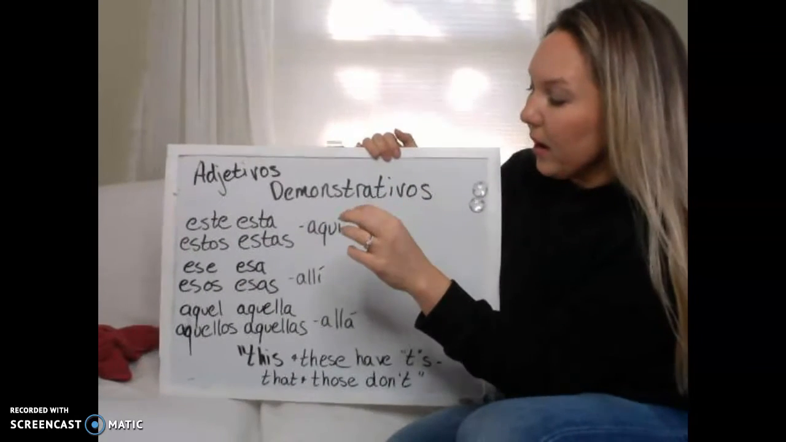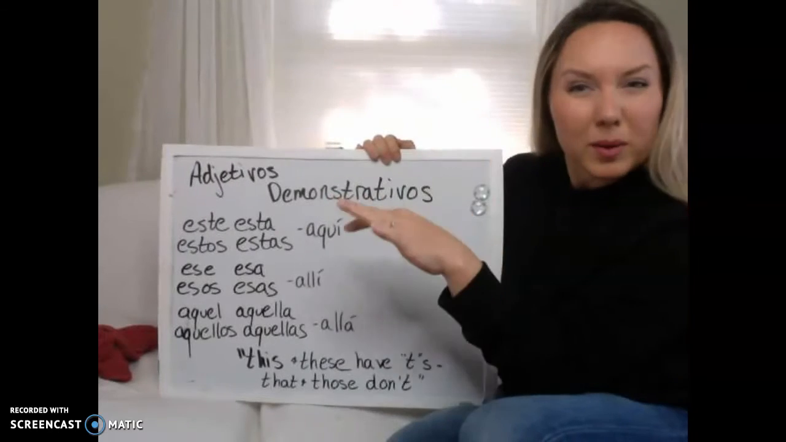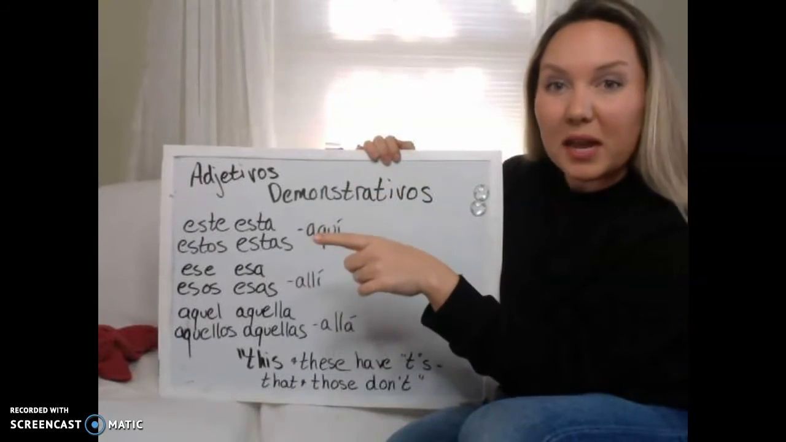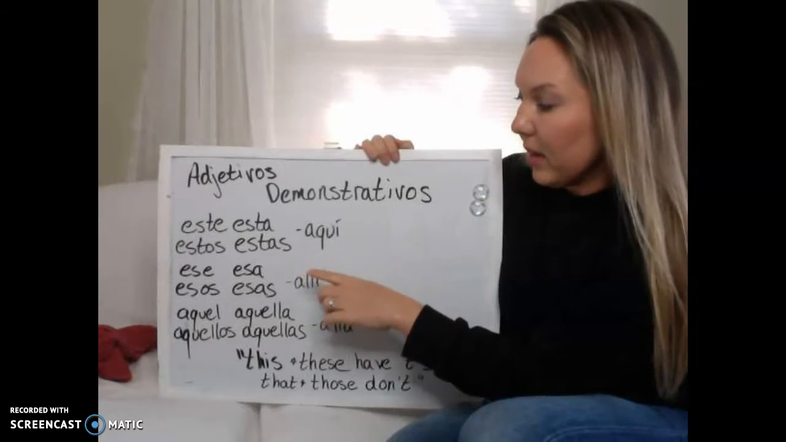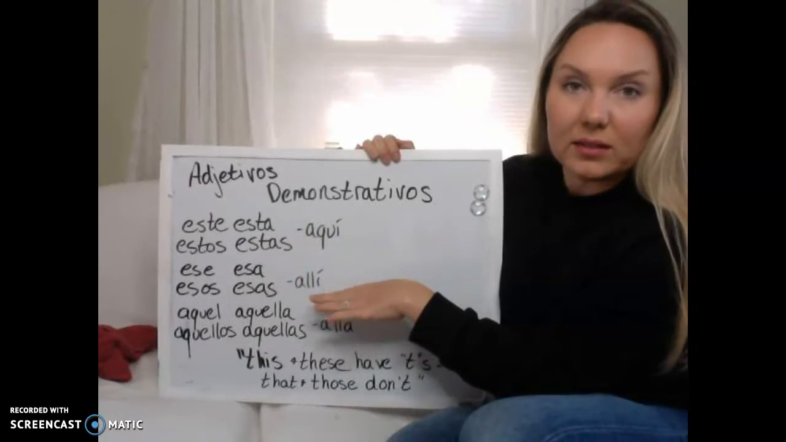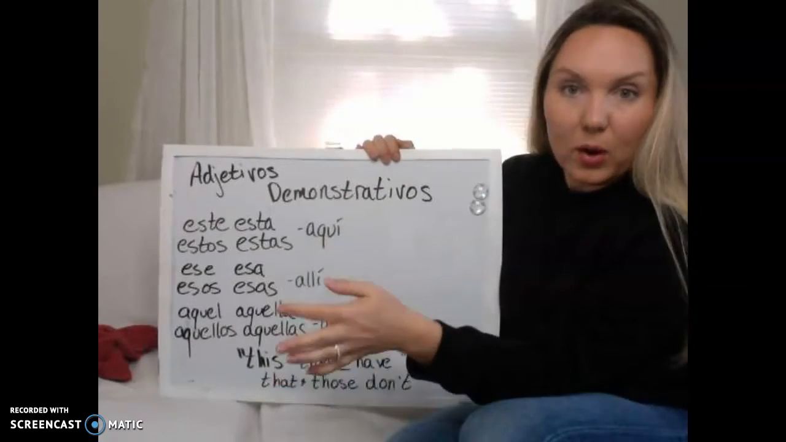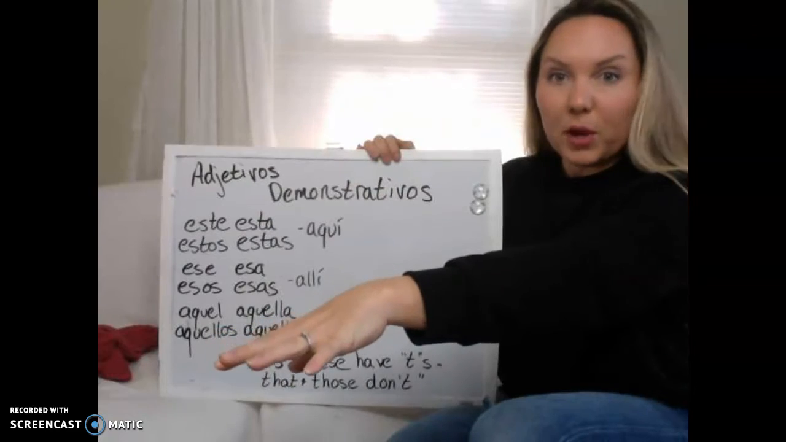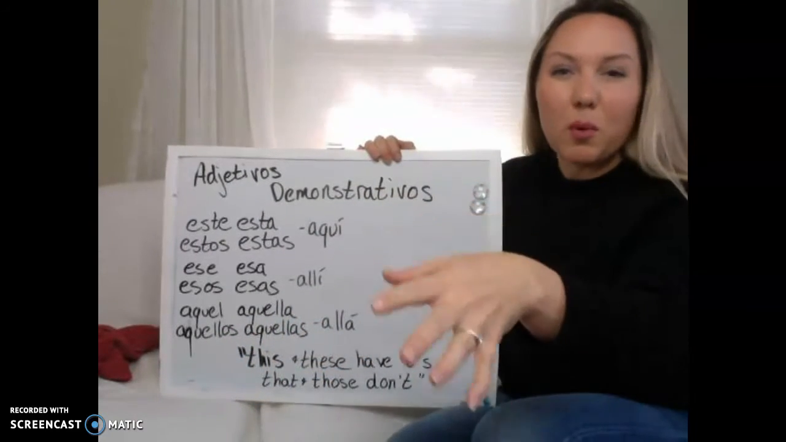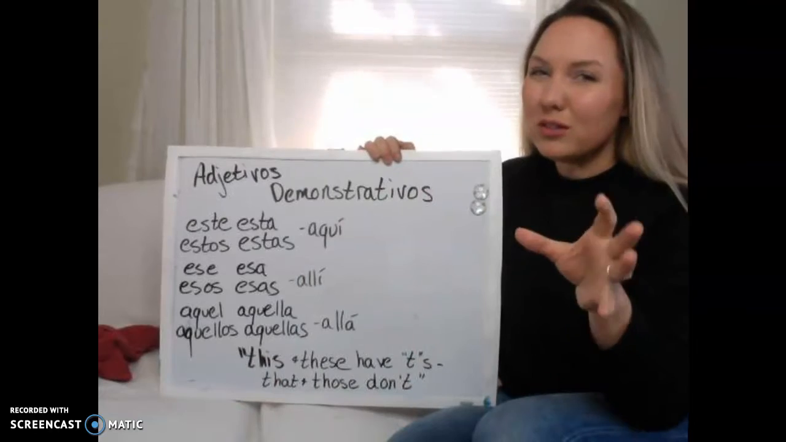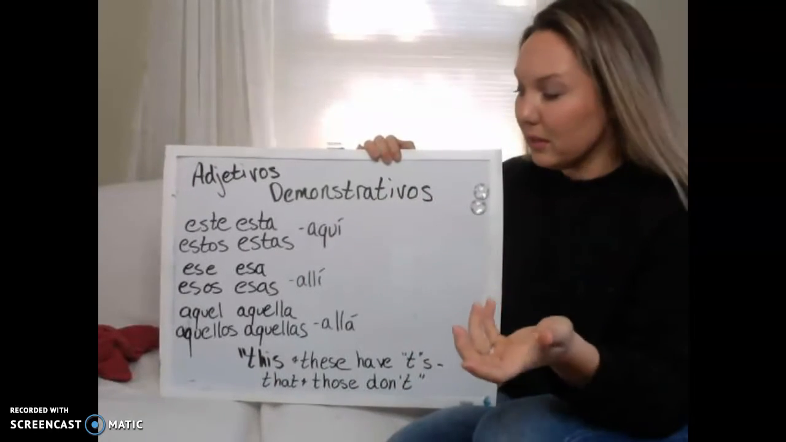Okay? Now, if something is a little bit farther away from you, you could say there with allí. All right, you're going to use ese, esa, esos, or esas to say that or those, whatever it is that's over there. Maybe not quite reaching distance, but you could probably still point to it. It's a little bit subjective when it comes to distance.